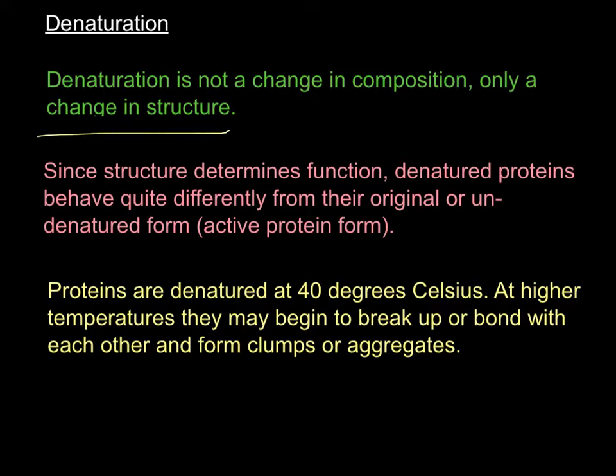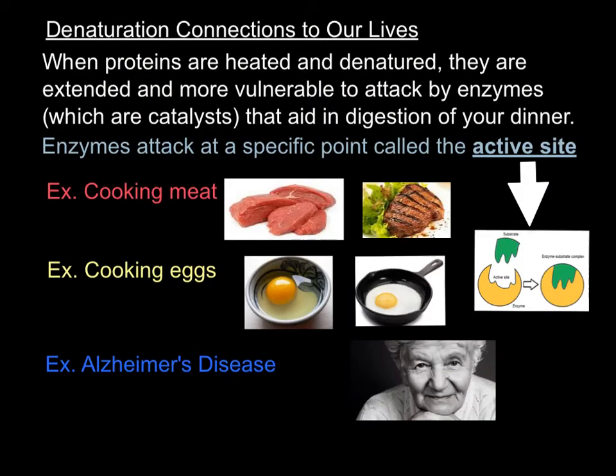And since structure determines function, denatured proteins behave quite differently from their original or undenatured forms, which are commonly called active protein form. Proteins are denatured at about 40 degrees Celsius, and at higher temperatures they may even begin to break up or bond with each other and form clumps or aggregates. So at higher temperatures, sometimes even that primary structure can get broken up and broken down. Cause complications, and sometimes not complications. We'll talk about that now.